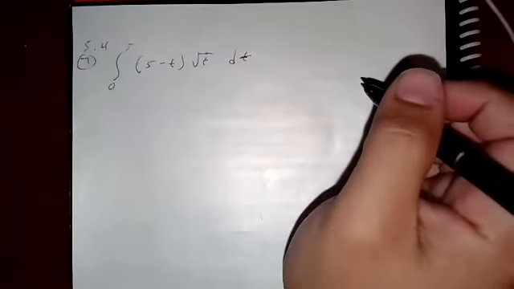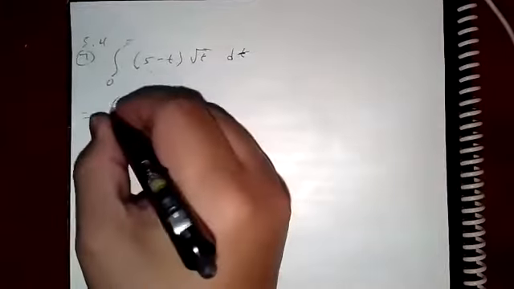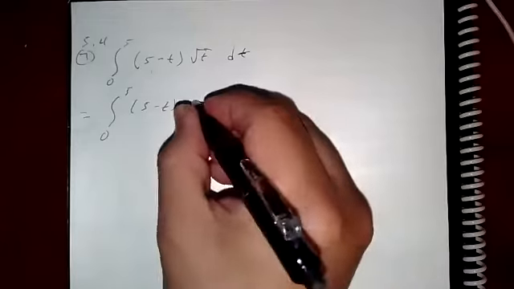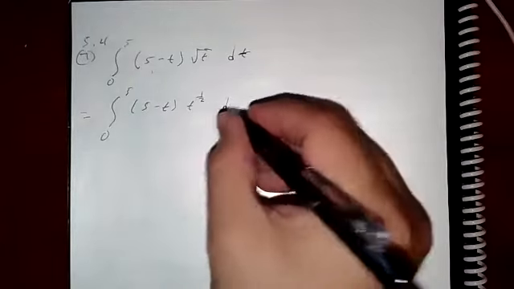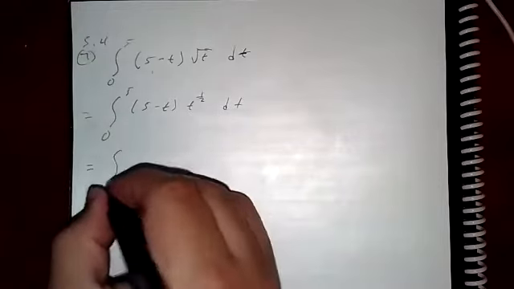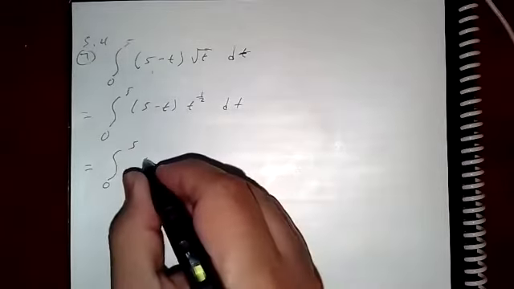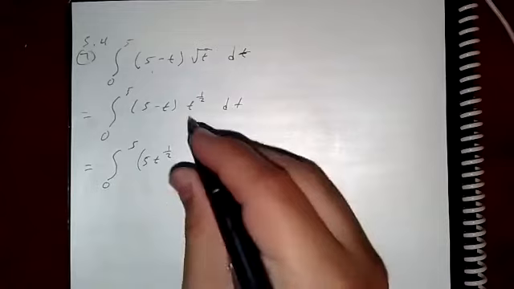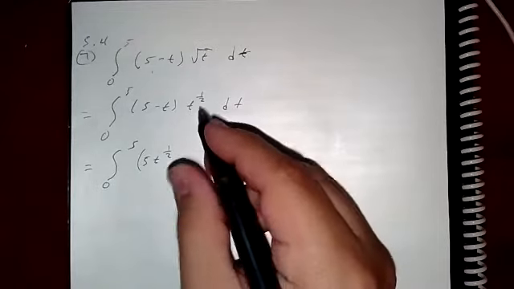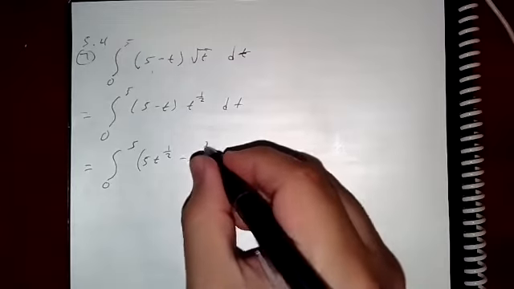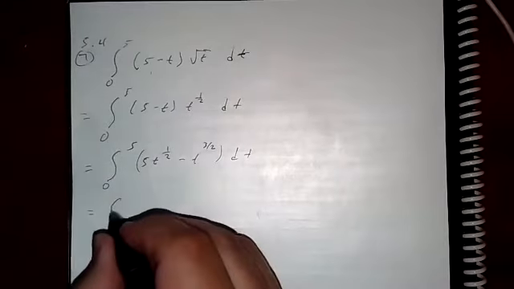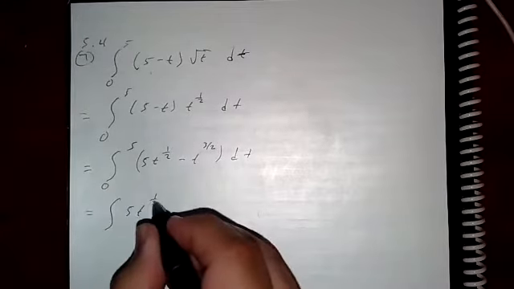Alrighty, so we could just go ahead and multiply the root t in there. But let's show an extra step before we do that and rewrite that guy as t to the 1/2 dt. So if we multiply it out before we integrate, we will get 5 t to the 1/2 minus t times t to the 1/2, which would be t to the 3/2. Then separate the integrals and integrate these two separately.